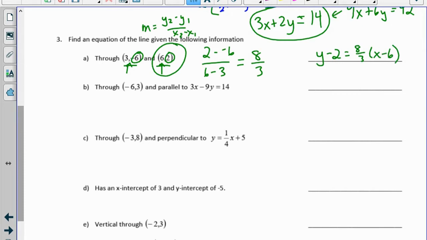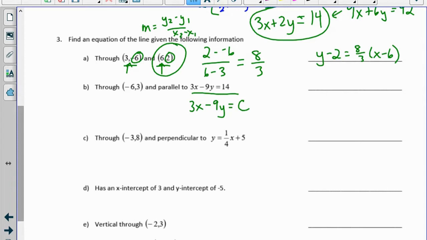Through -6, 3, and parallel to 3x minus 9y equals 14. Okay, there are a lot of different ways I can do this. Probably the easiest way, in my opinion, is to keep 3x minus 9y and then figure out what c is after I substitute in -6 and 3. Because if I keep the 3x and 9y, I'm guaranteeing it to be parallel.